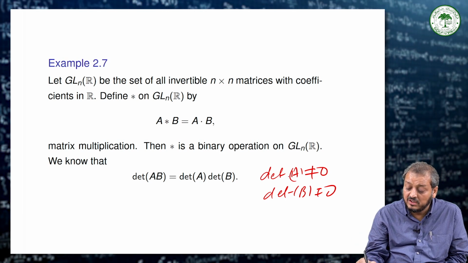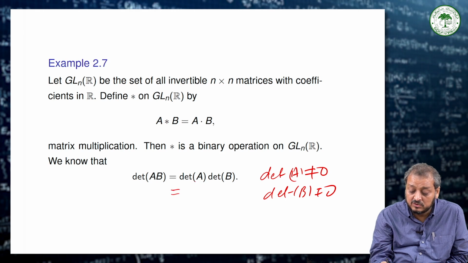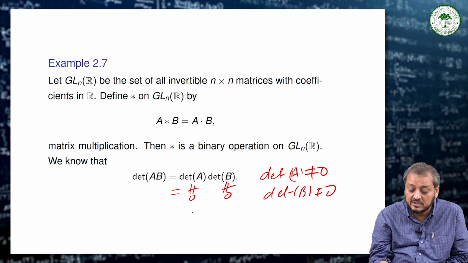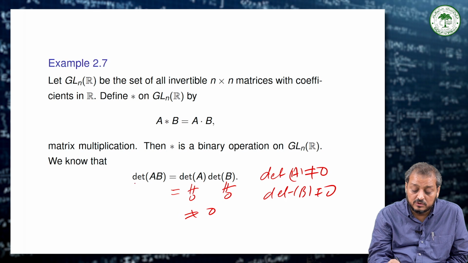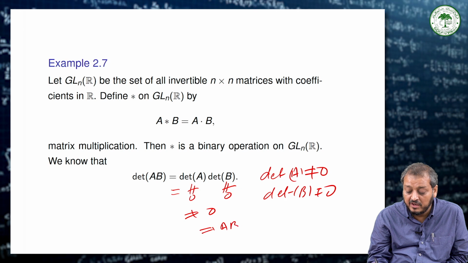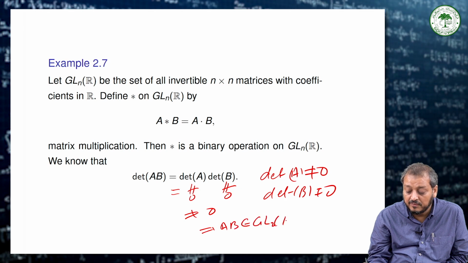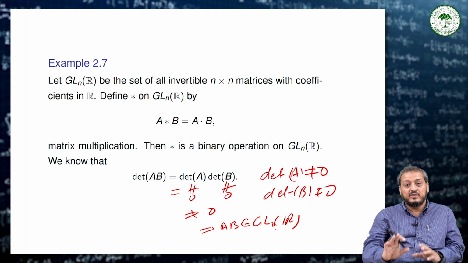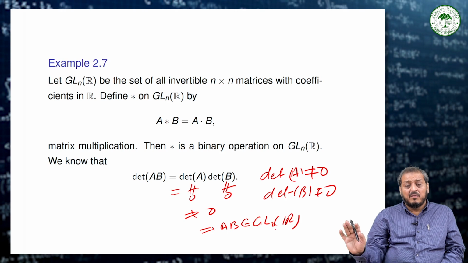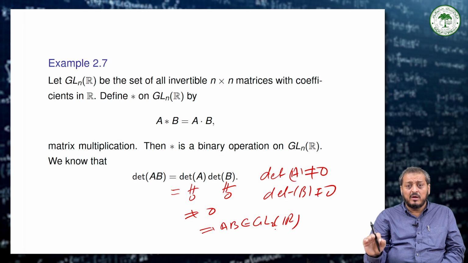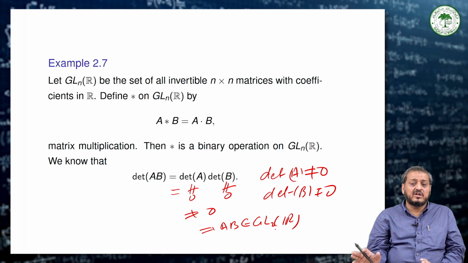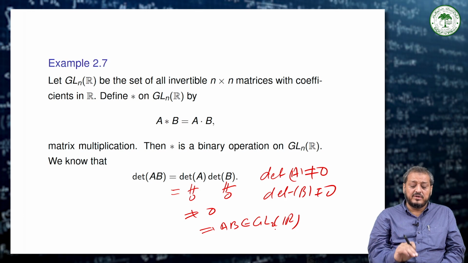So if the determinant of A and the determinant of B are not equal to 0, then this product is clearly not equal to 0. So this means the determinant of AB is not equal to 0. This implies that the product of any two matrices A and B is also an invertible matrix in this case. So we can say that GLnR under multiplication is a binary operation, but under addition, the invertible matrices are not a binary operation.